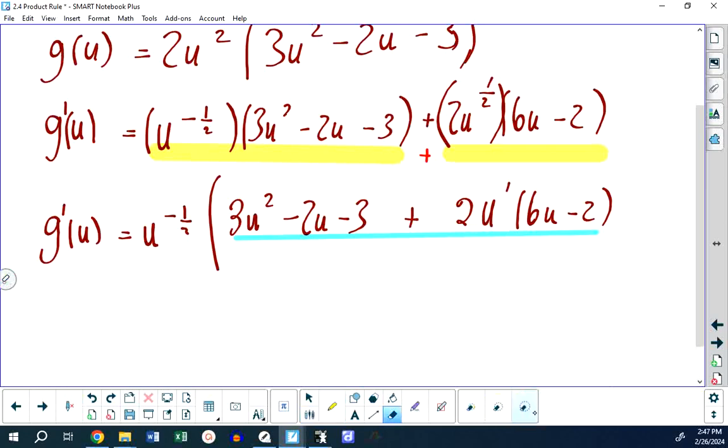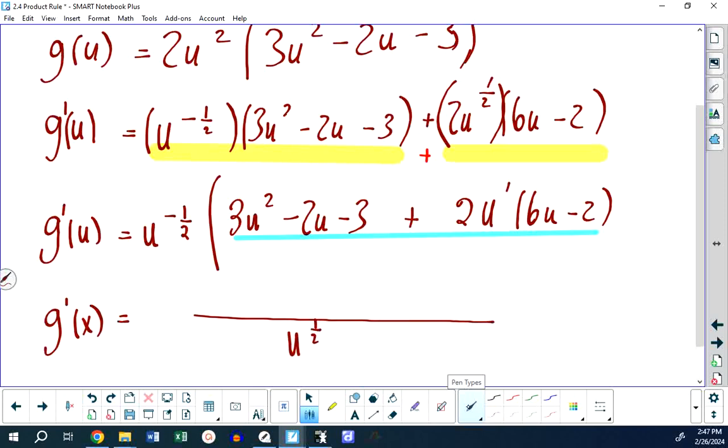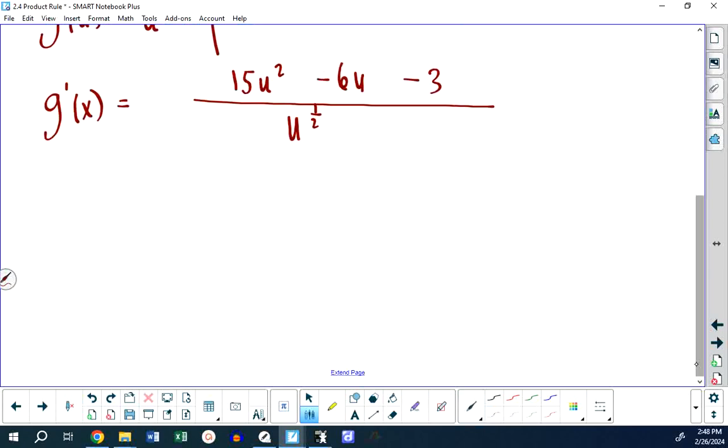The u to the negative half that's over here can go on the bottom. So we end up with something over u to the half. And you can do this in stages if you like, but I have 3u squared, and then I also have plus 12u squared. I get 15u squared, assuming 3 plus 12 is 15. I have negative 2u, and then I have minus 4u. So I get negative 6u. And then I have minus 3. Double check that. 12 and 3 is 15u squared. Negative 2 and negative 4 is negative 6, and I got that orphaned negative 3 there. I can certainly factor a 3 out of this. You might wonder what the big deal is. Well, you just need things to be factored.